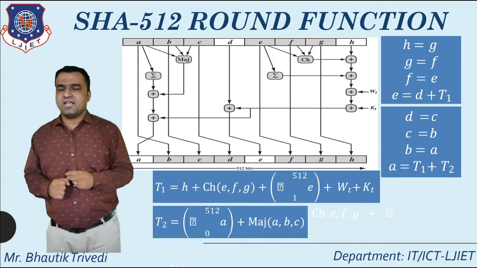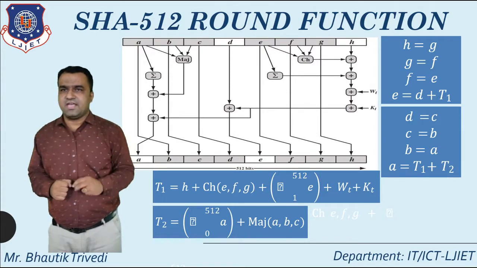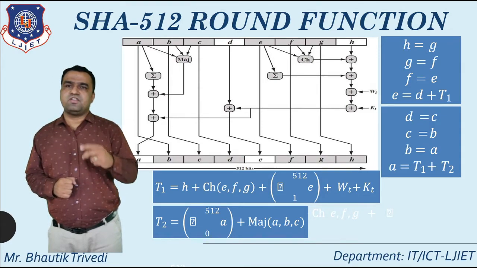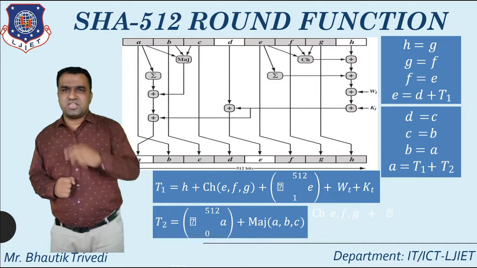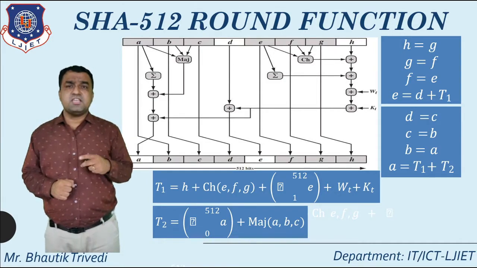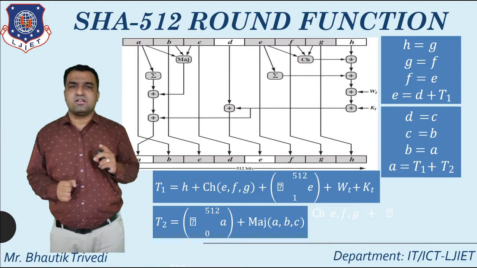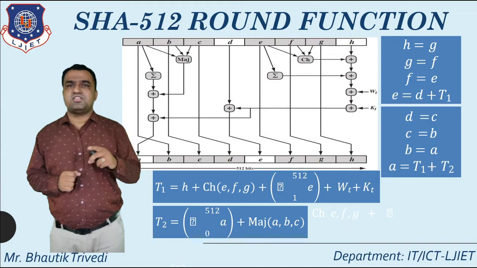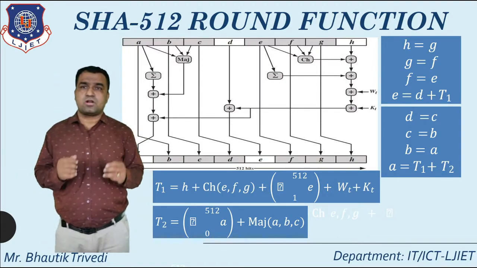What is the value of B as an output? B is equal to the previous A. What is the output of C? C is equal to the previous B. What is the output of D? D is equal to the previous C. What is the output of E? E is equal to D plus T1. F is equal to E. G is equal to F. And H is equal to G. So that's the concept of the SHA-512 round function.